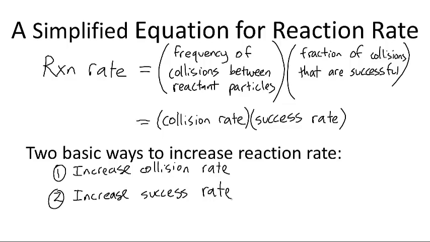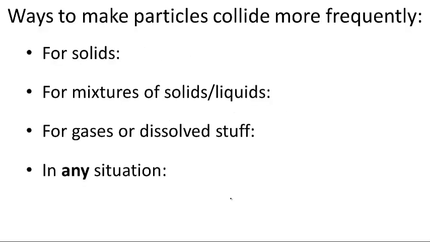So now to take that to specific ways that we can increase reaction rate. When we have a reaction involving a solid, we saw this in the lab, what's a way to increase the collision rate between a solid and other reactants? Increase the surface area. Yeah. So for solids, increase the surface area. That will increase the collision rate.